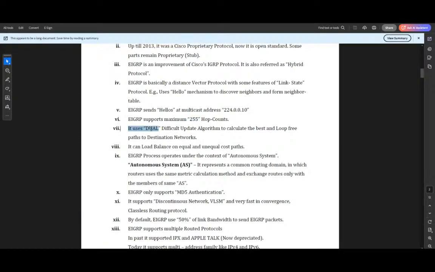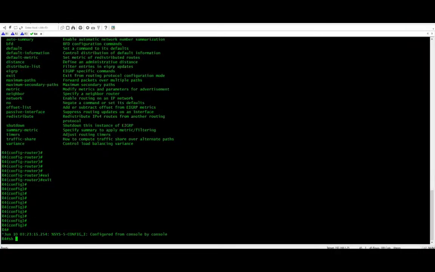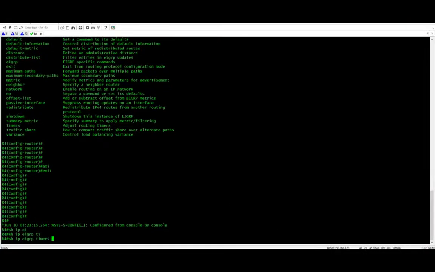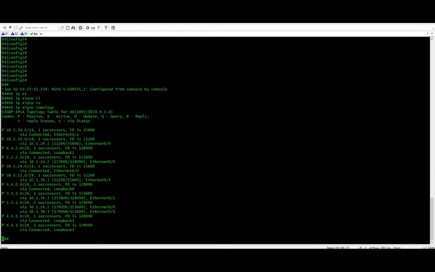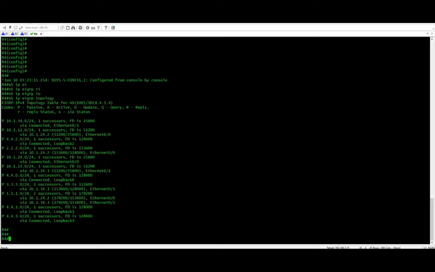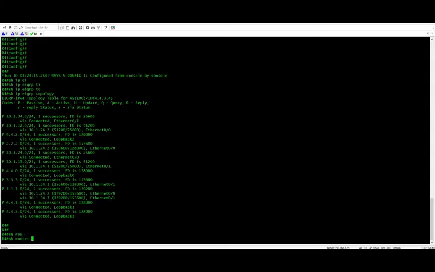Now it uses the DUAL algorithm, Diffusing Update Algorithm. Sorry, it's a typing mistake. It is used to calculate the best path and loop-free paths to the destination network, which is in your topology table. So show ip eigrp topology is your topology table. In this, the DUAL algorithm is calculated and the best path is put into the routing table.